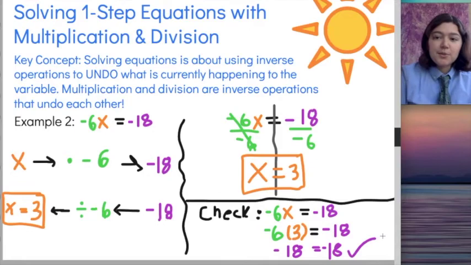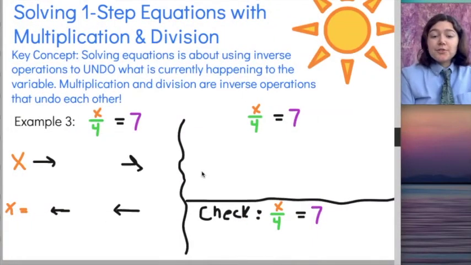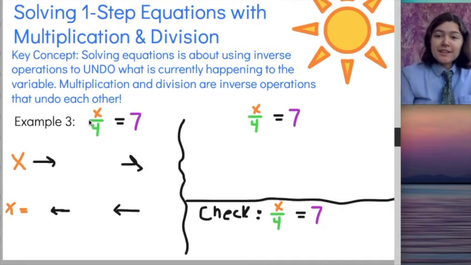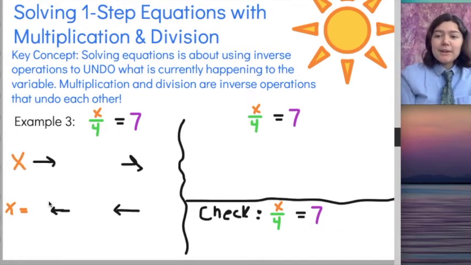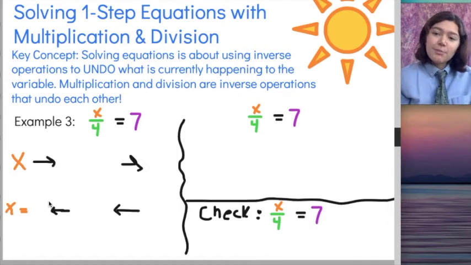Now let's look at two examples with division. So now we have example 3, which is x divided by 4 equals 7. Note, this is division. Why is this division? Because a fraction bar is division. And I'm going to solve this the exact same way. I'm going to ask myself, what is currently happening to my variable? And then how do I undo that?